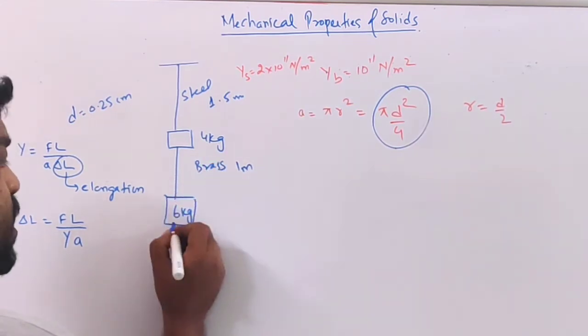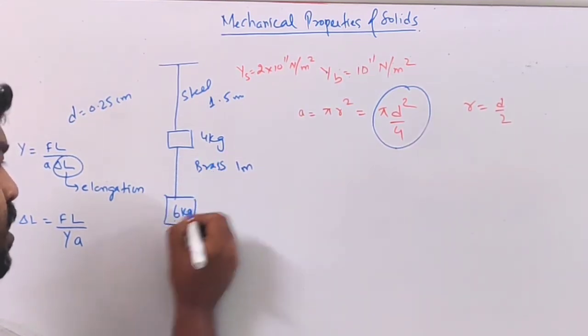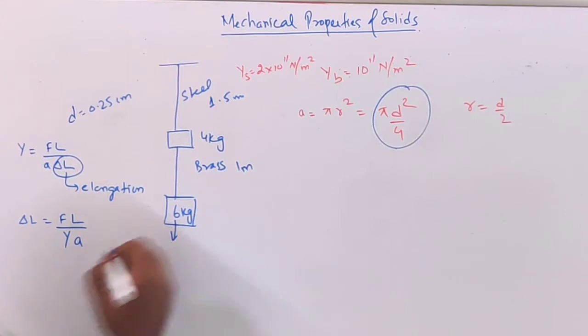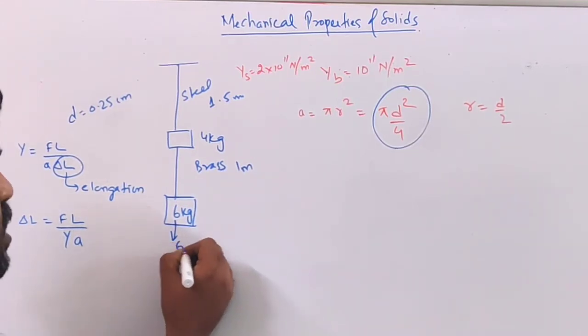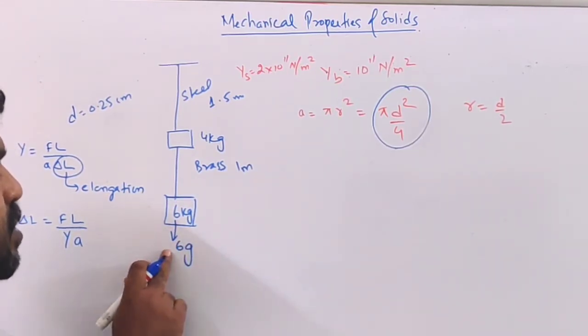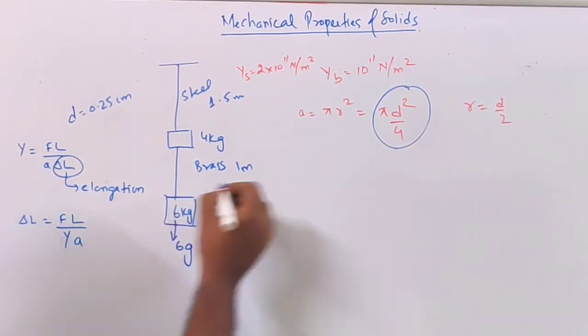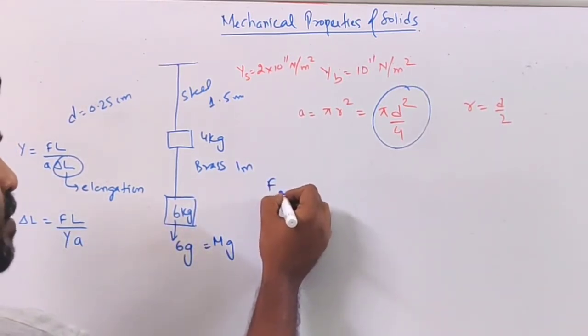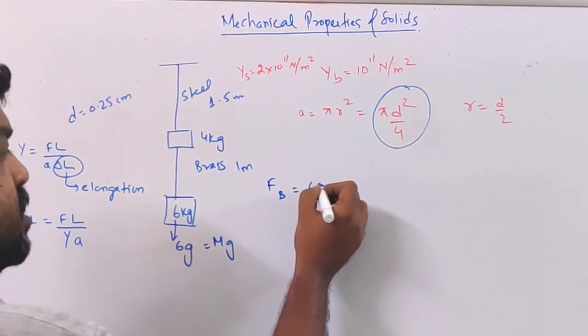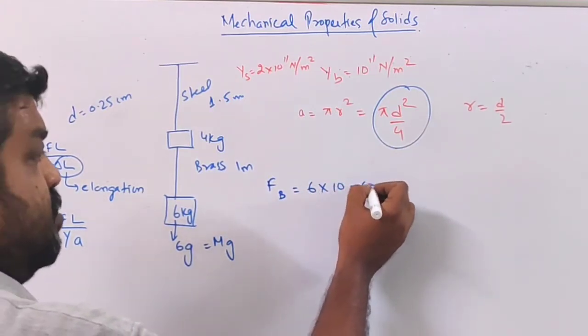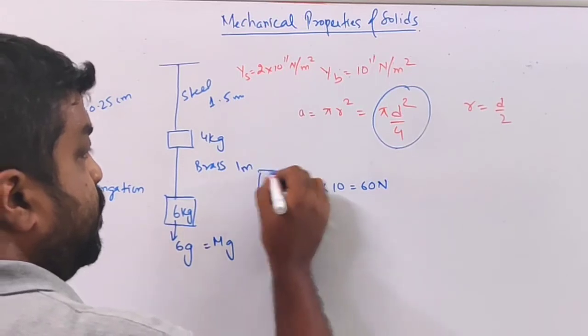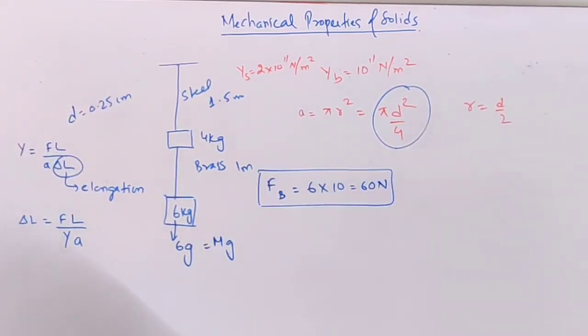Now for this brass wire, see, this brass wire is pulled by this load of 6 kg. So this is 6g, mg. Mass is 6 kg. So that means the force on the brass wire will be equal to 6 into 10, so that is equal to 60 Newton. This is the force on the brass wire.